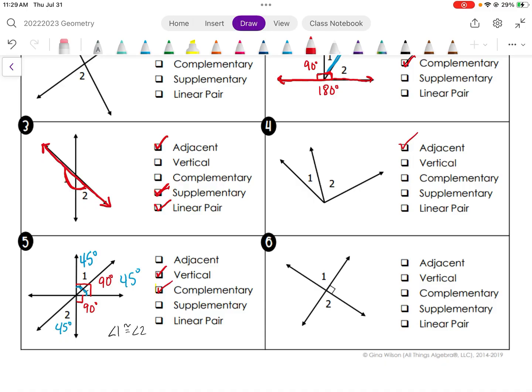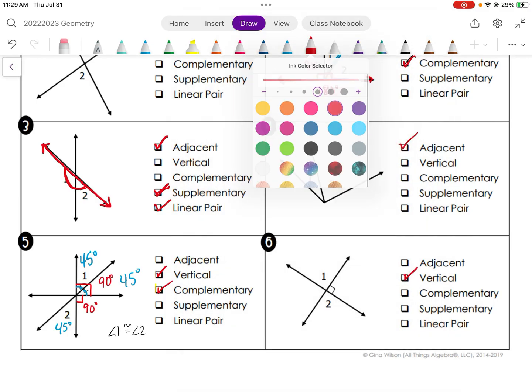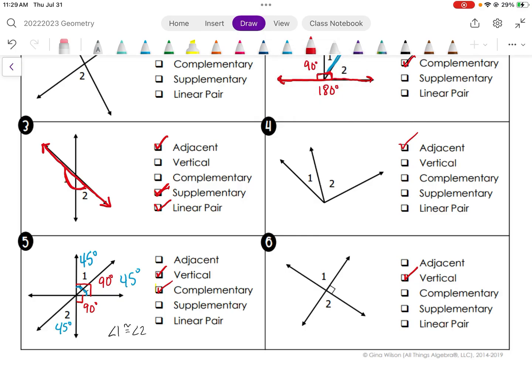And last but not least, we have number 6. Number 6, 1 and 2 are vertical because they're across from each other. So remember, that means 1 and 2 are the same measure. Anything else? Let's think. I see the box there. So does that mean 1 and 2 are complementary? If you checked complementary, you're probably not alone. Complementary means they add to 90 though. Does 1 plus 2 equal 90? No. Actually, 1 and 2 would have to be 90 degrees.